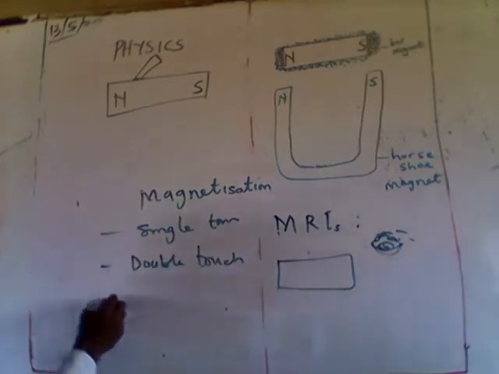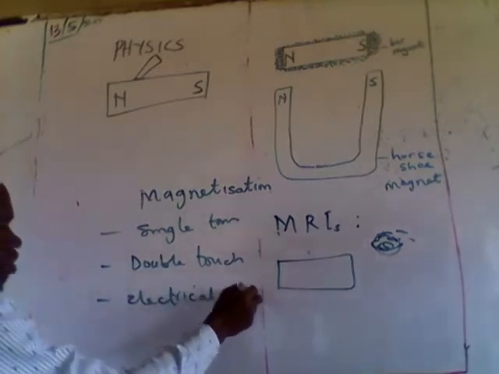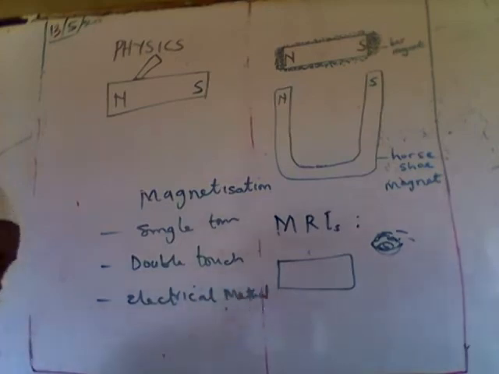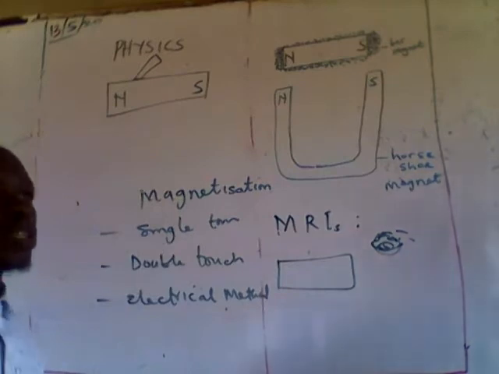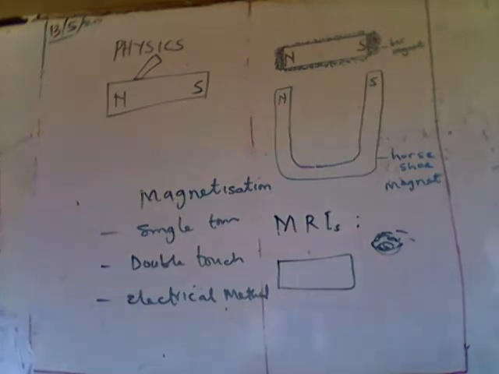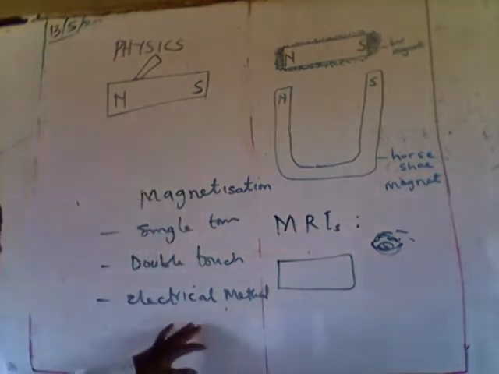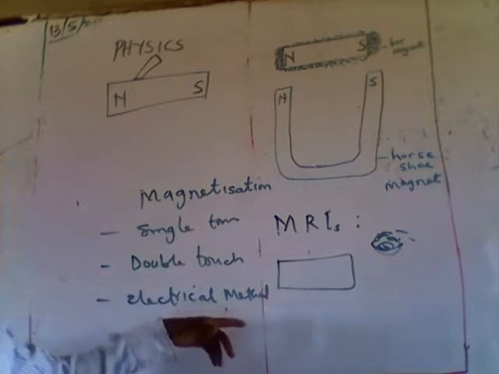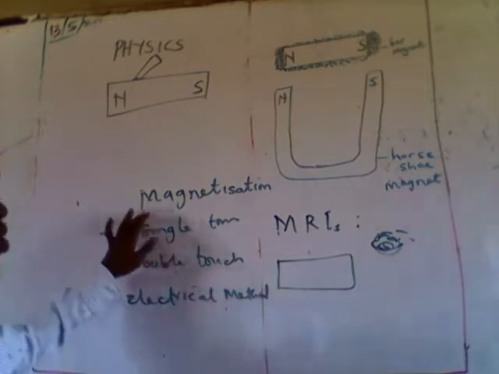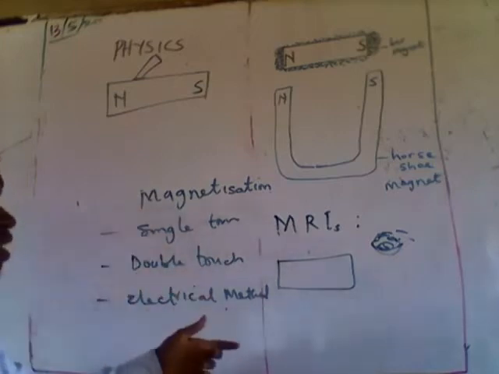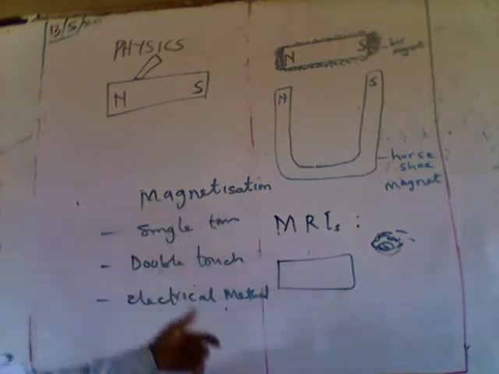We also have the electrical method. So if you have a material passing it through a solenoid, a wire wound round together, that is called a solenoid. Placing a material inside for a continuous period of time will make the material become a magnet. So all these are methods of making a material a magnet. And likewise, the opposite of this is called demagnetization.